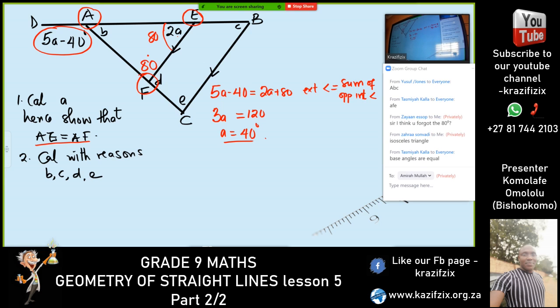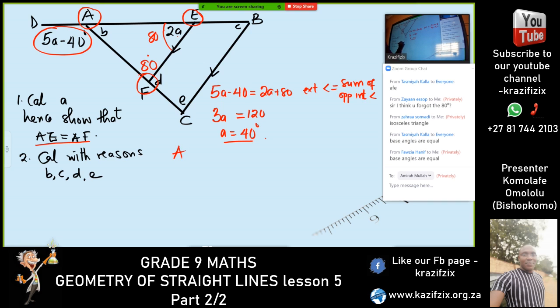I get you. Yes, Tasmia. Base angles are equal. So Zara, let's not use the word isosceles. Yes, you are correct, but in terms of geometry, we don't want to use that word. We want to use the reason: base angles are what? Equal. Or rather, sides opposite equal angles.